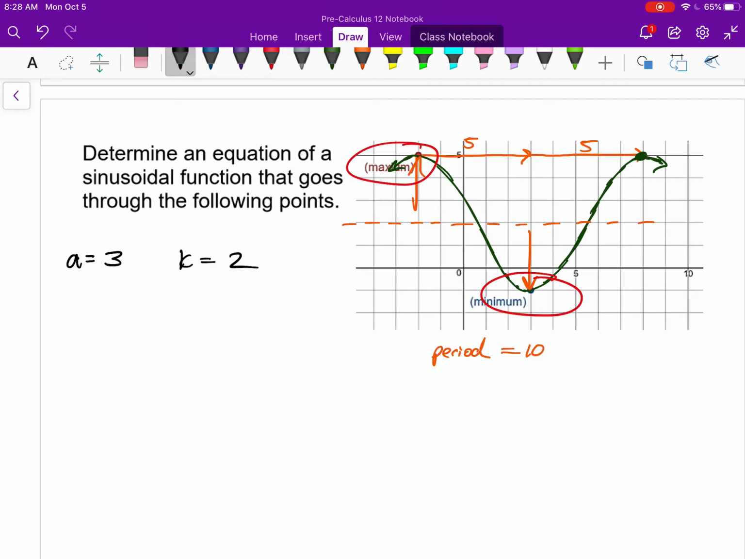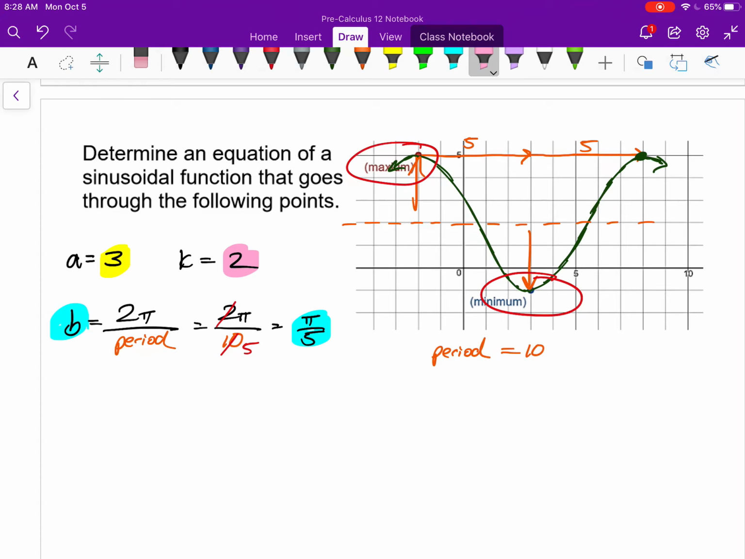My b value is always 2 pi divided by the period. Well, the period I said is 10. 2 pi divided by 10, I might as well simplify this down to pi over 5. So that's, again, my b value. So that's what's going into my equation. All right, so I know my amplitude, I got my a value, got my k value. Again, all these things I have here relate back to the same transformations we've been using in this course since the very beginning.